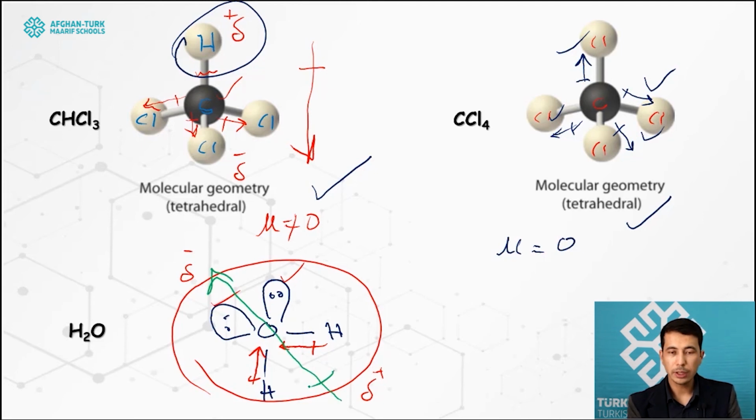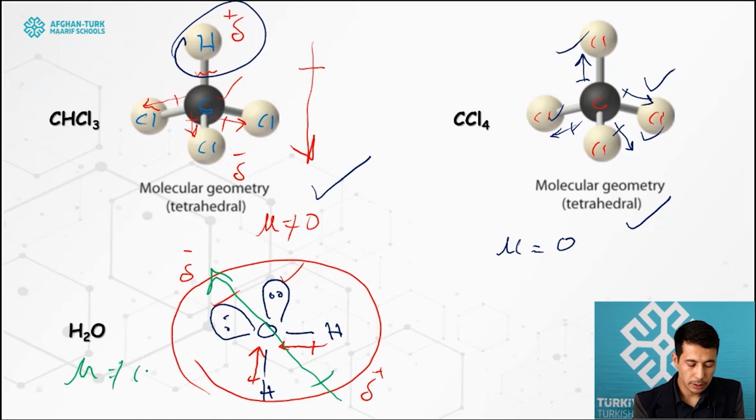Yes. So what do you think the value of mu is? The mu is not equal to 0. Yes. So it's also a polar molecule, so it has a dipole moment. If mu is not equal to 0, it will have a dipole moment. If mu is equal to 0, it won't have a dipole moment.